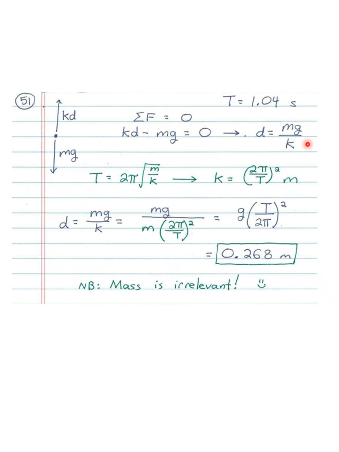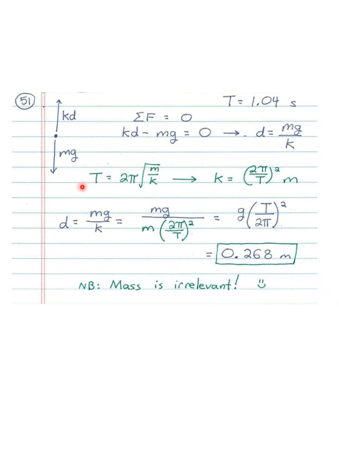We are given information about the period and the mass. So let's see how those relate. We can say period is 2 pi square root of m over k. We can solve for k, and that's (2 pi over T) squared times m, going through that algebra. And now, the question was asking what is d? So if you go up here to where my pointer is, there's our equation for d equals mg over k. And now down here in the green, we have an expression for k. So let's take this expression for k and plug it in to this formula.